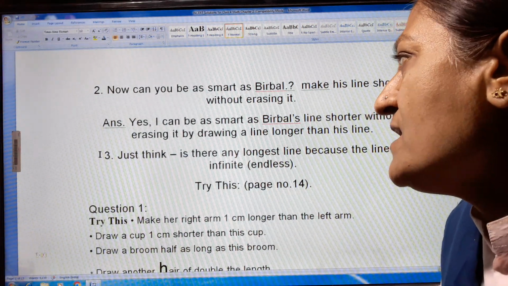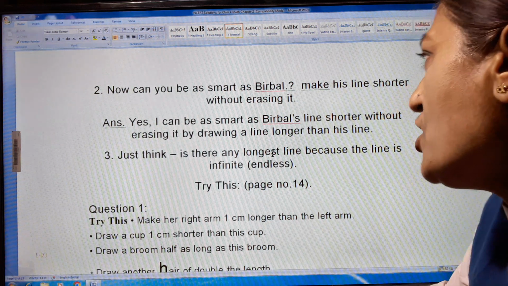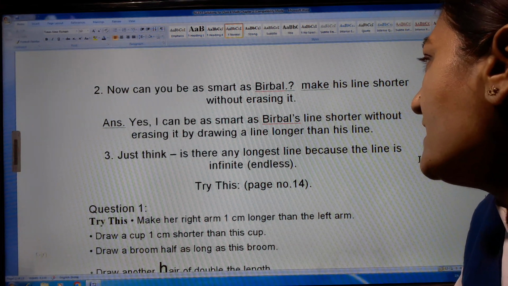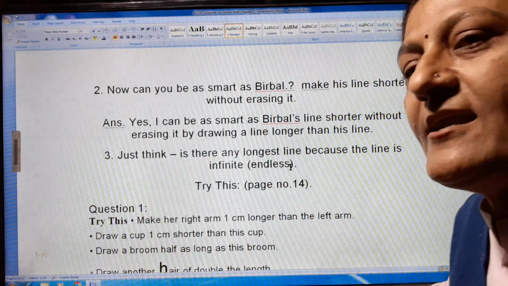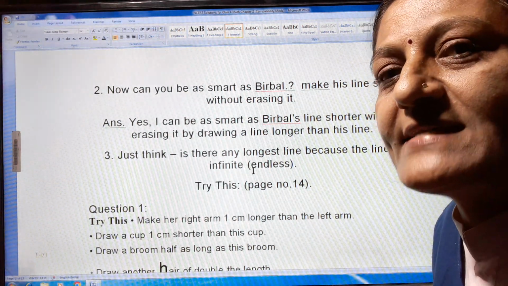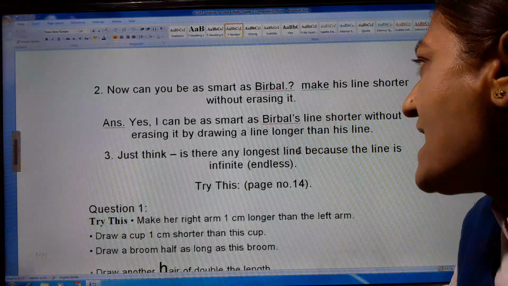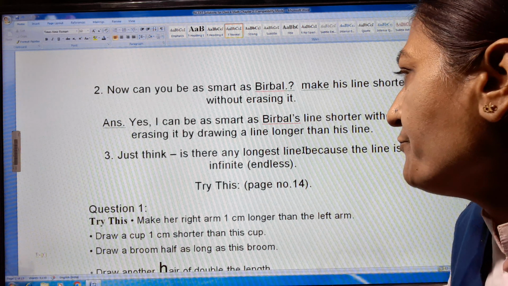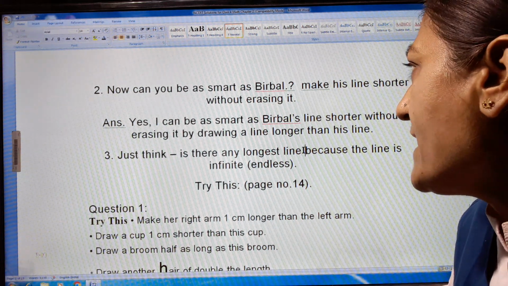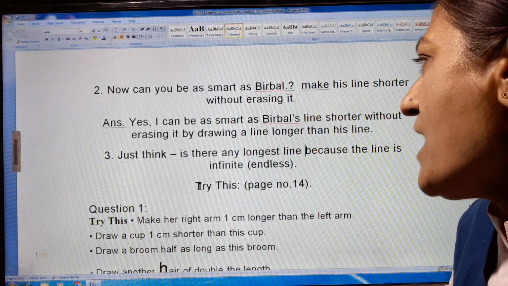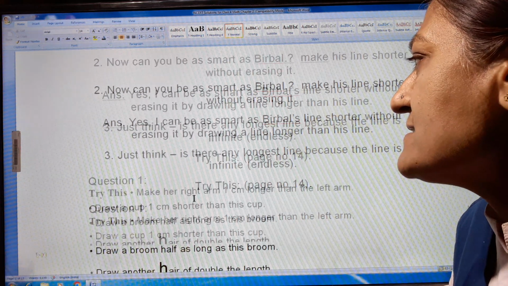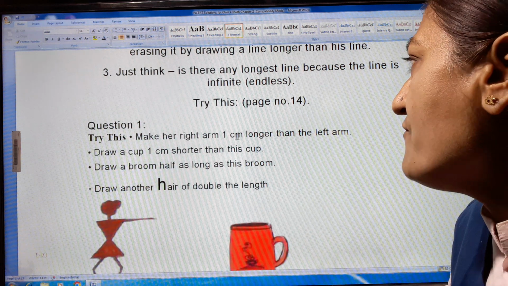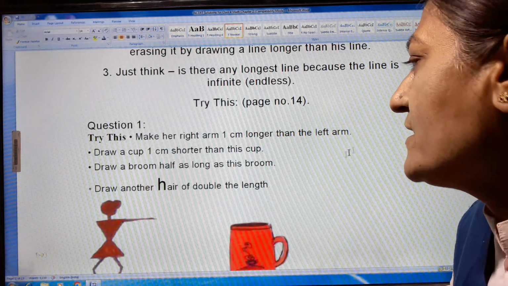Third question: just think, is there any longest line? No, the line is infinite, endless. So there is no longest line. Is there any longest line? So here we have to write no. There is no longest line. Now page number 14, Try This is given. Question 1. Make her right arm 1 centimeter longer than the left arm.